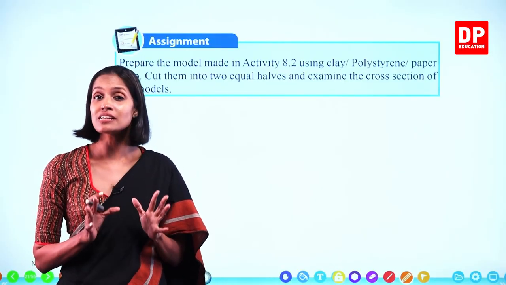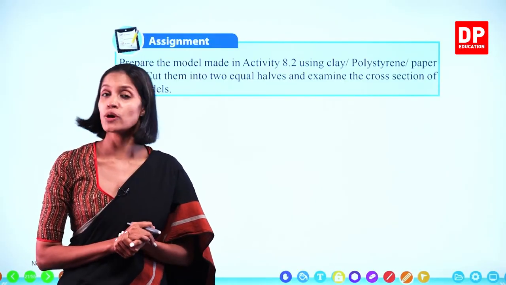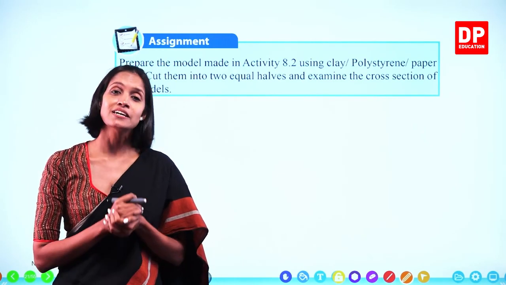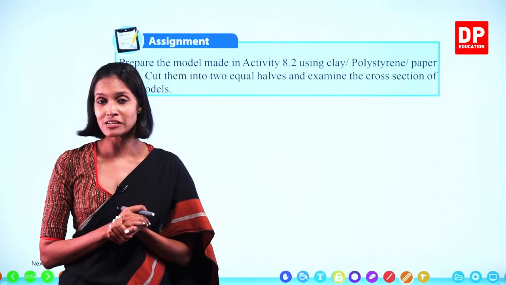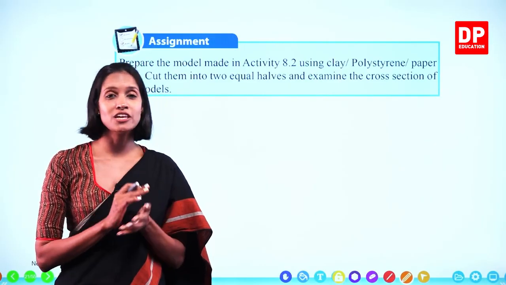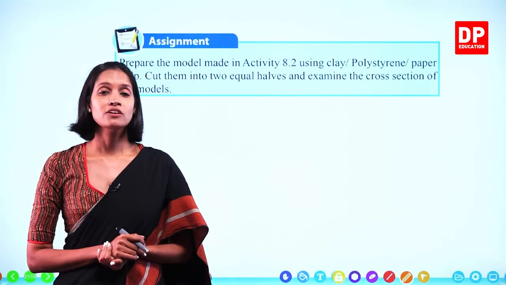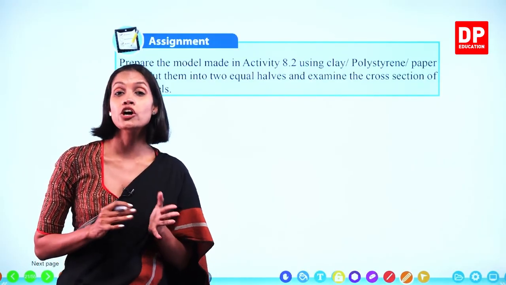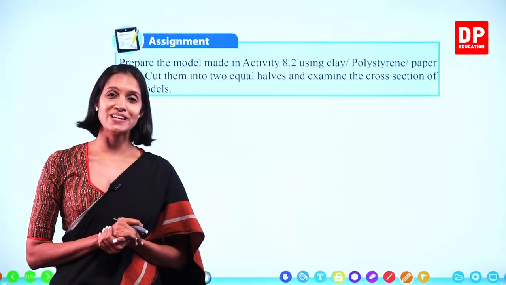And there are three main layers of the earth. What are they, children? The outermost layer is known as the crust, the second layer is known as the mantle, and the innermost layer is known as the core. So in the next chapter, we are going to learn about the tectonic plates and plate tectonics.